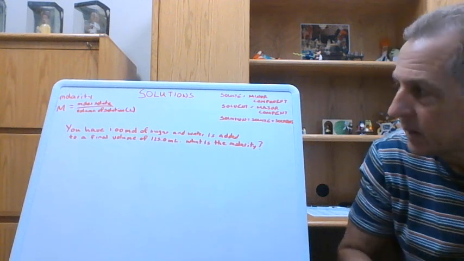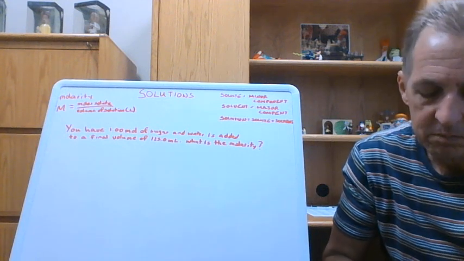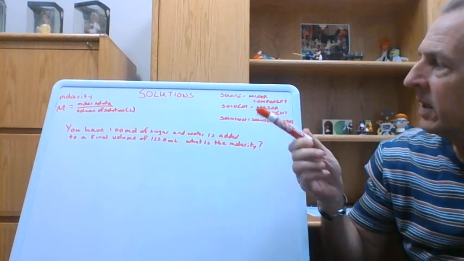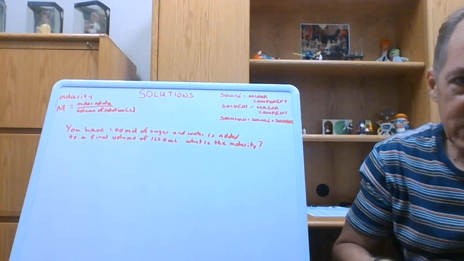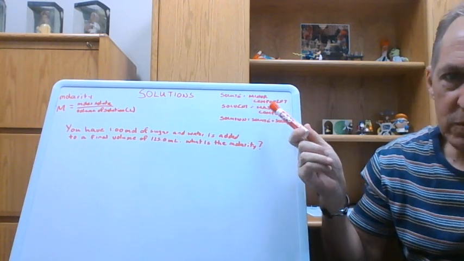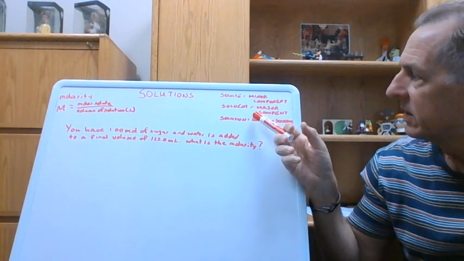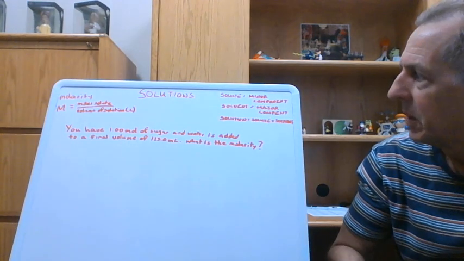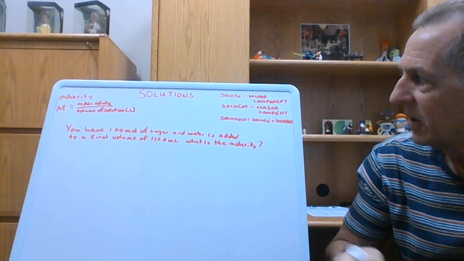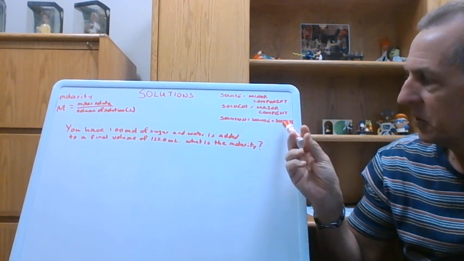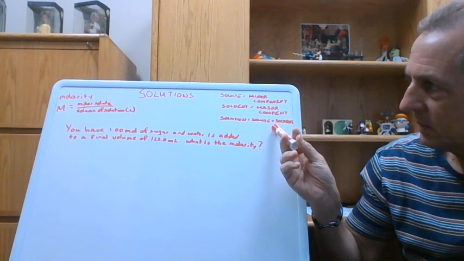All right, now we're going to start talking about solutions, and we're going to look at how we measure the concentration in solution. So there's two parts to a solution. There's what's called the solute, which is the minor component. That's the thing being dissolved. And then there's the solvent, which is the major component, and that's the thing into which the solute is being dissolved. And the solution is the sum of the solute plus the solvent.